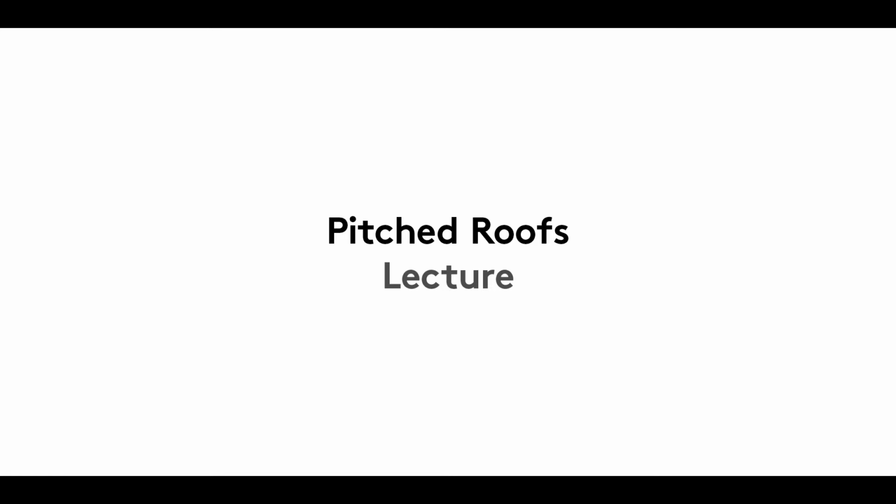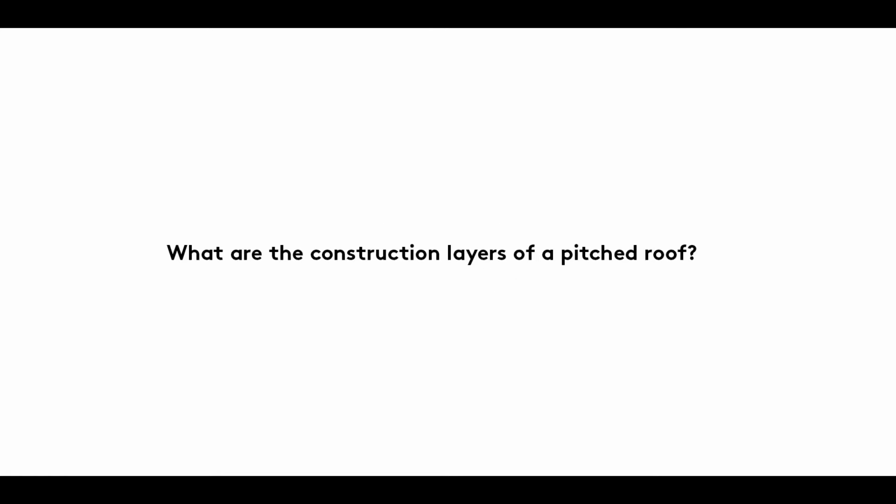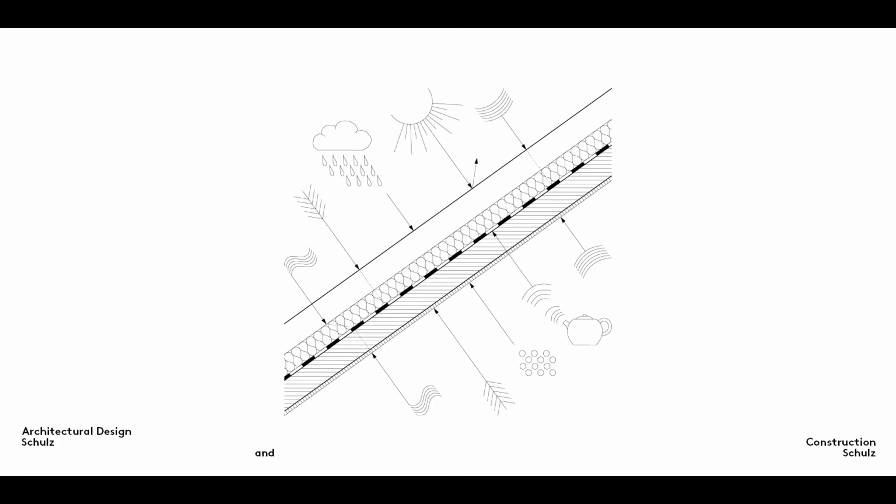Welcome to the fifth film in our Pitched Roof series, in which we look at the various layers that typically make up a pitched roof. Roofs are required to fulfill a number of different functions both inside and out. Externally, they must provide sound insulation against exterior noise, thermal insulation against cold exterior air, and protection against wind and sunlight, as well as diverting water.